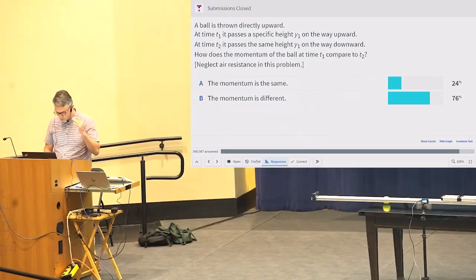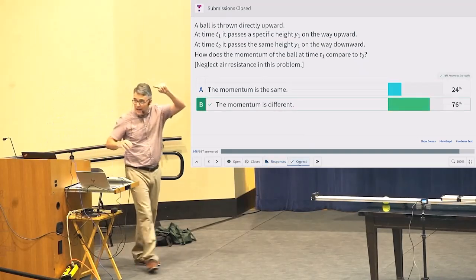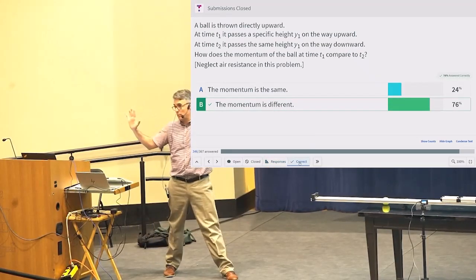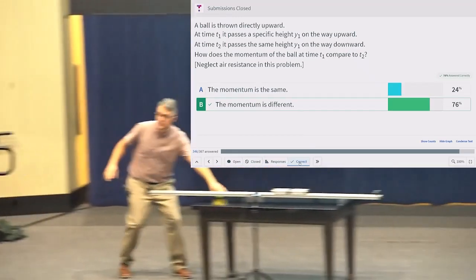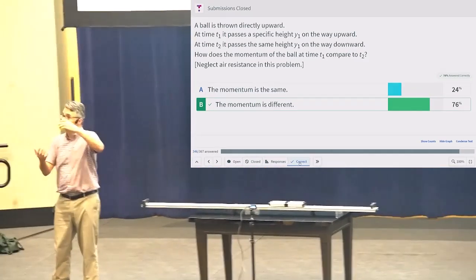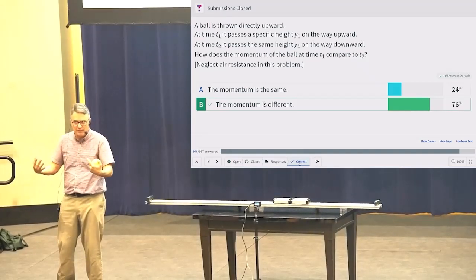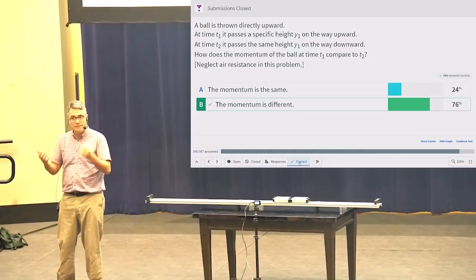It's different, so that's what I was trying to get at here. So A was correct for kinetic energy, and it's also correct for the magnitude of the momentum. If you neglect air resistance, this thing has the same speed on the way up as on the way down. So this question is emphasizing the fact that momentum is a vector.